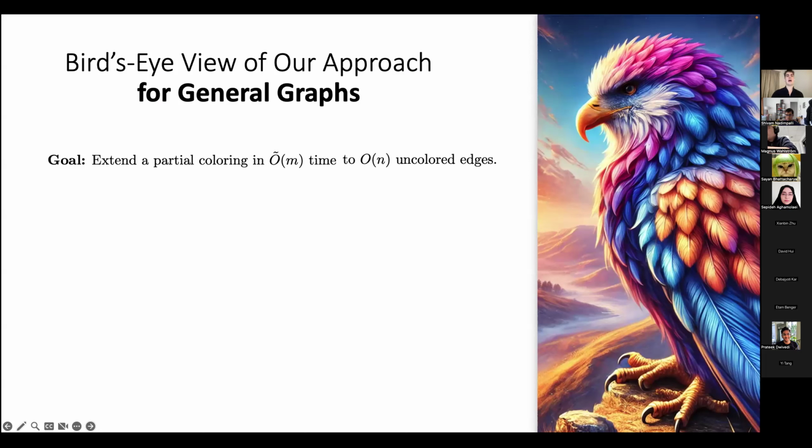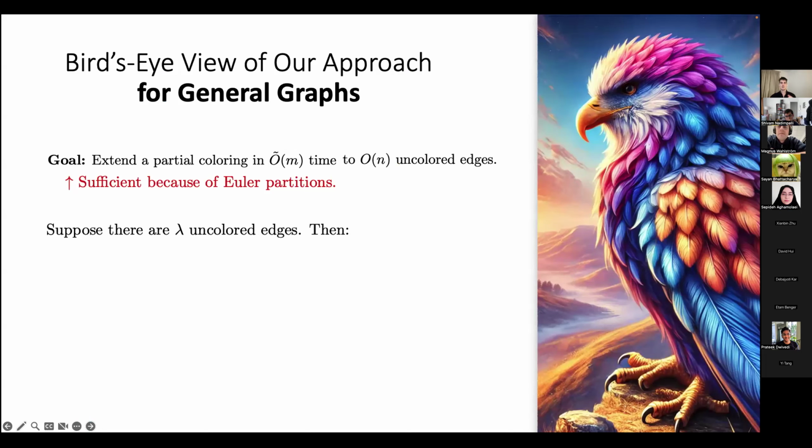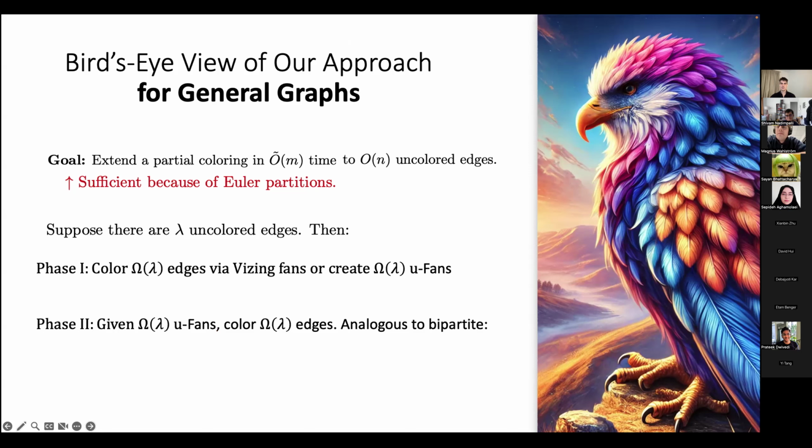Okay, so at a high level, how does the algorithm work for general graphs now? So the setup is exactly the same as before. We do this Eulerian partition stuff, and we just want to extend the coloring to the big O of n remaining uncolored edges in nearly linear time, just as before. Okay, and now suppose that we have lambda uncolored edges, then the algorithm has basically two phases.